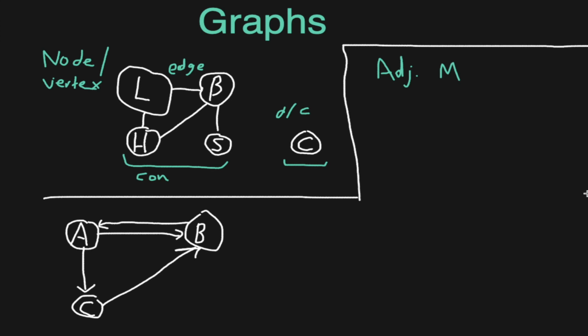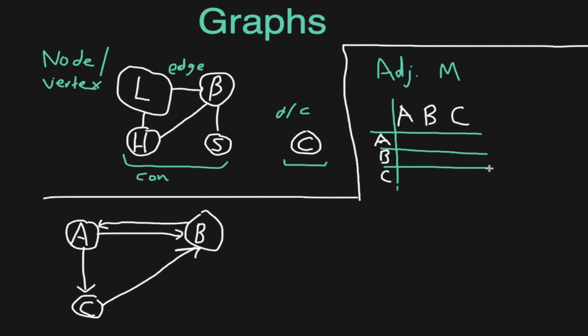So the way this works is we consider each of these nodes. So we have A, B, C, and then we pair it with itself. So we have another A, B, C here. Let's just write this out here. So we got our matrix there.